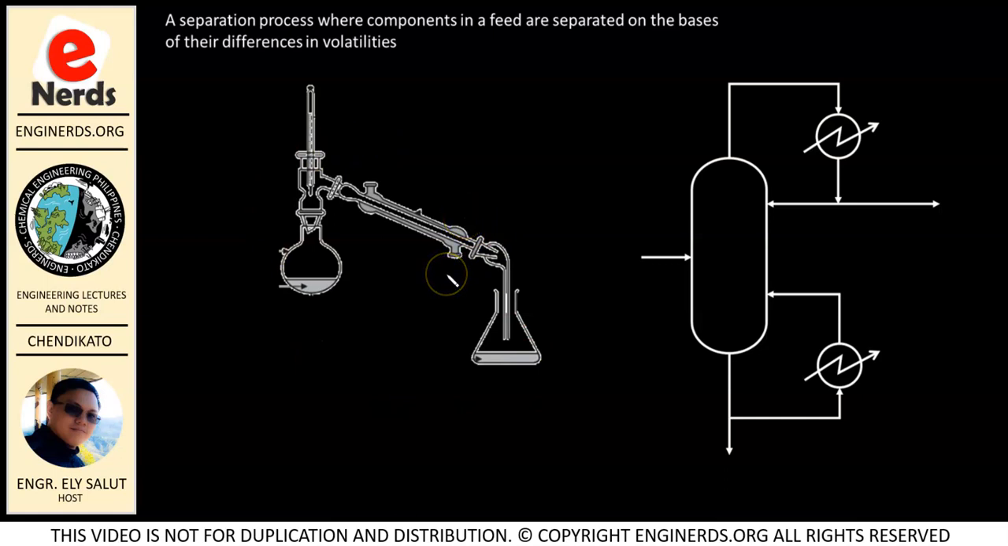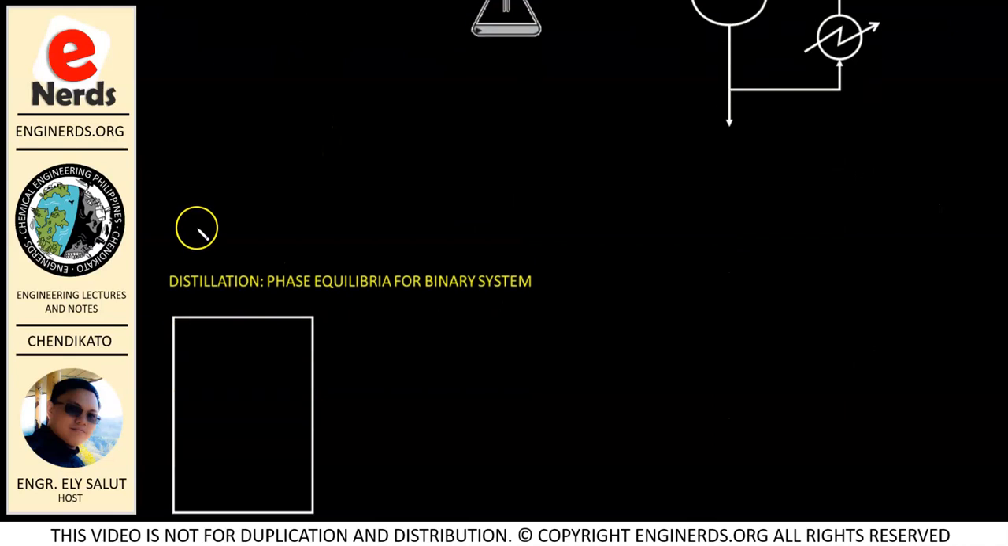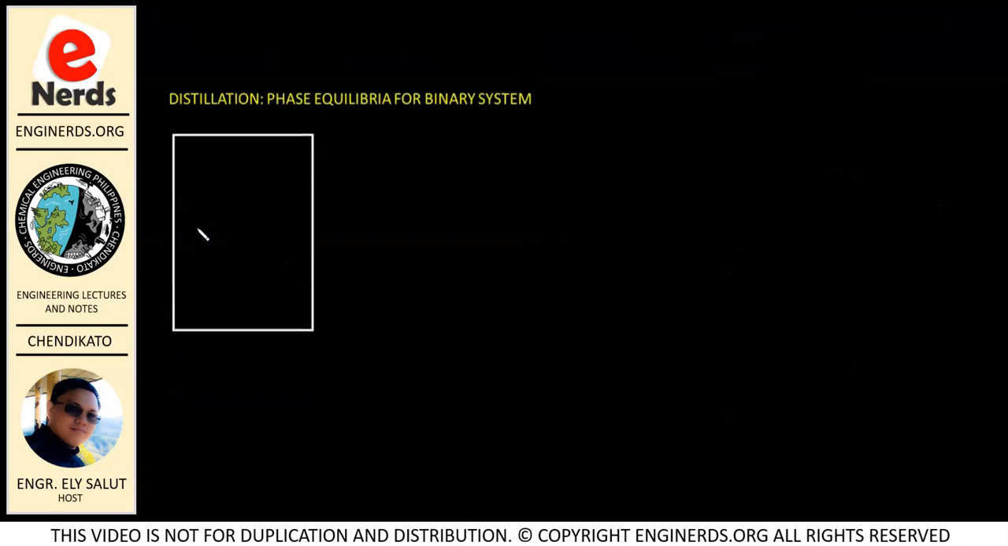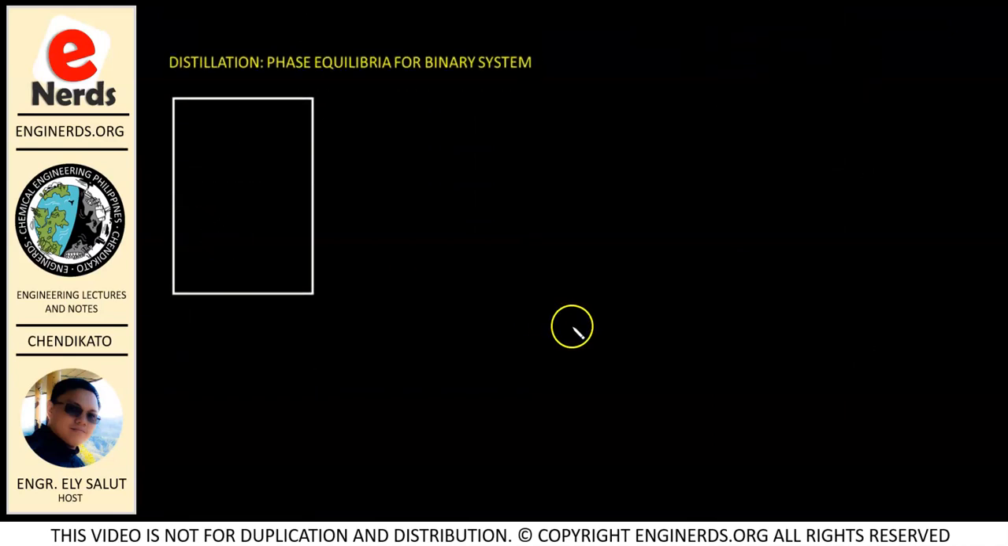Okay, so we will go through the components one by one in our distillation diagram. But of course, since this is the first discussion that we're going to have for distillation, we're just going to identify the typical parts compared to this setup. But before that, let us first discuss the phase equilibria for a binary system in distillation.